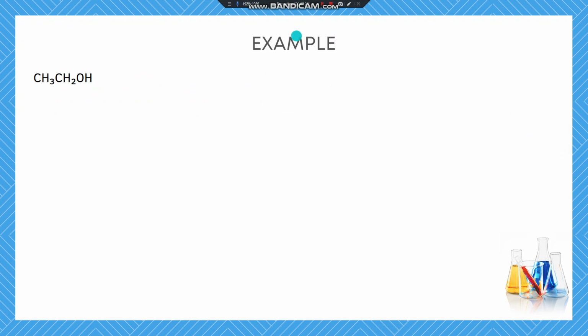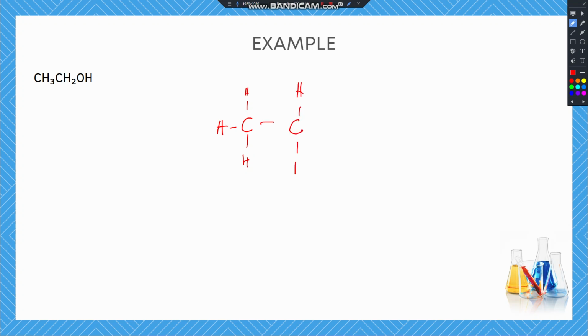Example number one, we have this structure on the screen right here. So for the sake of being very illustrative, let me redraw it in a way that you can see each atom present. So we have carbon bonded to 3 hydrogen atoms, which is bonded to another carbon that has 2 hydrogen atoms, which is bonded to an OH functional group. So first things first, let's identify the number of carbon atoms. We have 1 carbon atom here and 2 carbon atoms here. So 2 carbon atoms tells us that it has the base name of ETH.